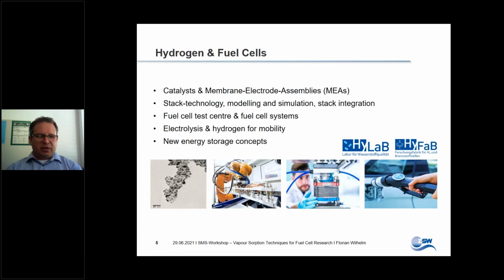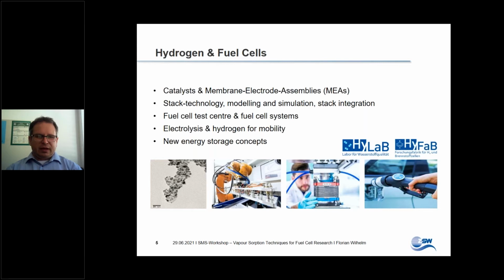To go a little bit into detail for hydrogen and fuel cells, what are we doing there? We do research on catalysts and membrane electrode assemblies. As mentioned, we're developing stack technology. As tools for this, we're employing modeling and simulation. We're working on stack integration. We're operating a fuel cell test center and fuel cell systems, both for ourselves and customers. We're working on electrolysis and hydrogen for mobility, and we're investigating new energy storage concepts.